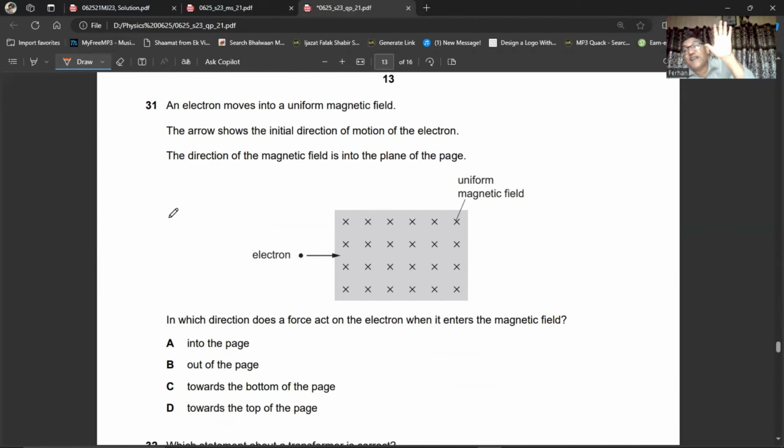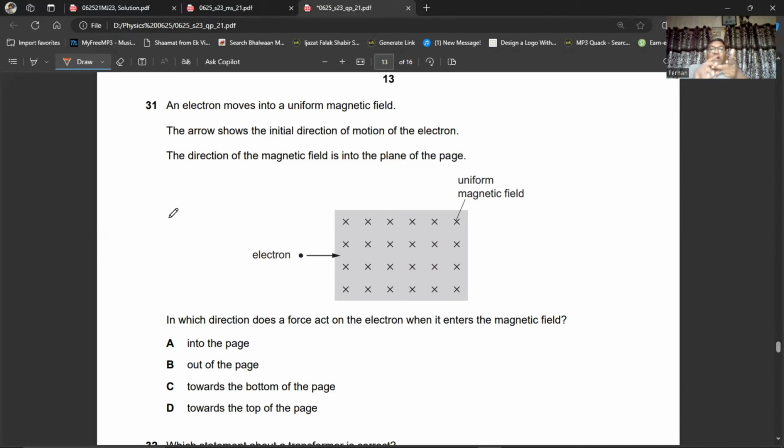Okay, so we are going to apply the left hand rule, Fleming's left hand rule. Stretch the fingers mutually perpendicular to each other, and this is the thumb, this is the index finger, this is the middle finger. FMC: force, magnetic field, and current. So this is an electron, but this law is about the conventional current. It's not about the electron.